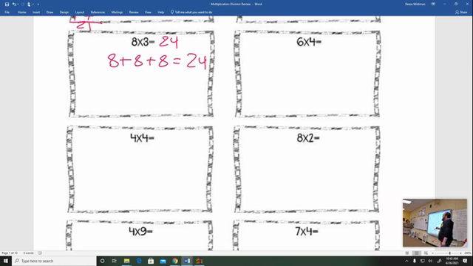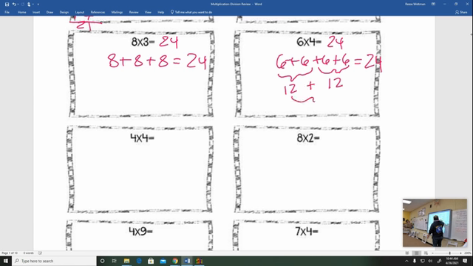Now what about 6 times 4? What are we doing here? 6 plus 6 plus 6 plus 6. That's it. And it also equals 24, which is right. The other way you could have done that, if you needed to very quickly add it up, is 6 plus 6 is 12. 6 plus 6 is 12. 12 plus 12 is 24. See what I mean? Okay, next one, guys.